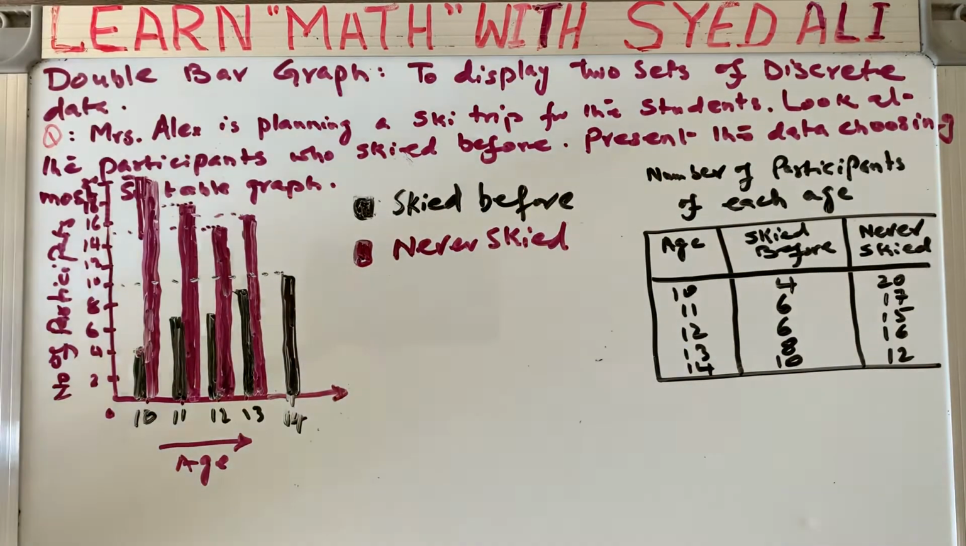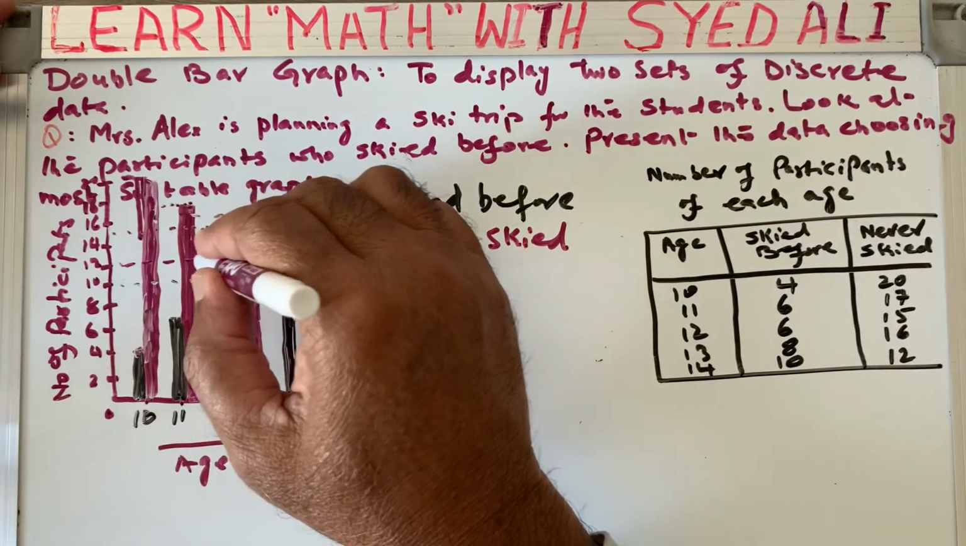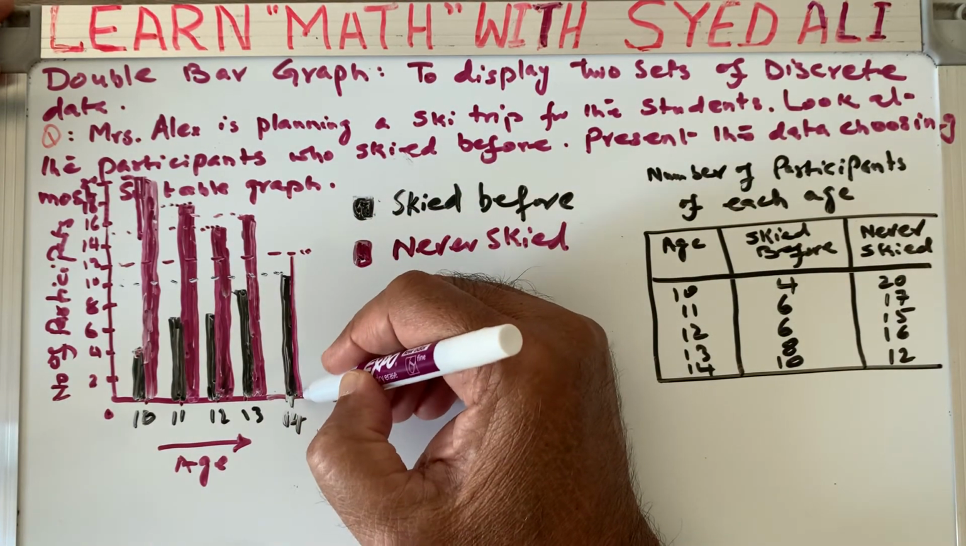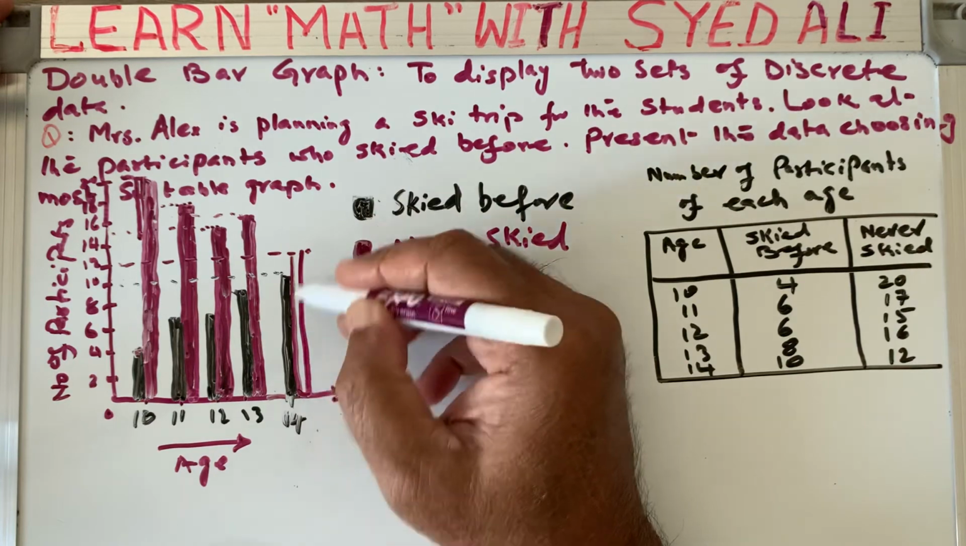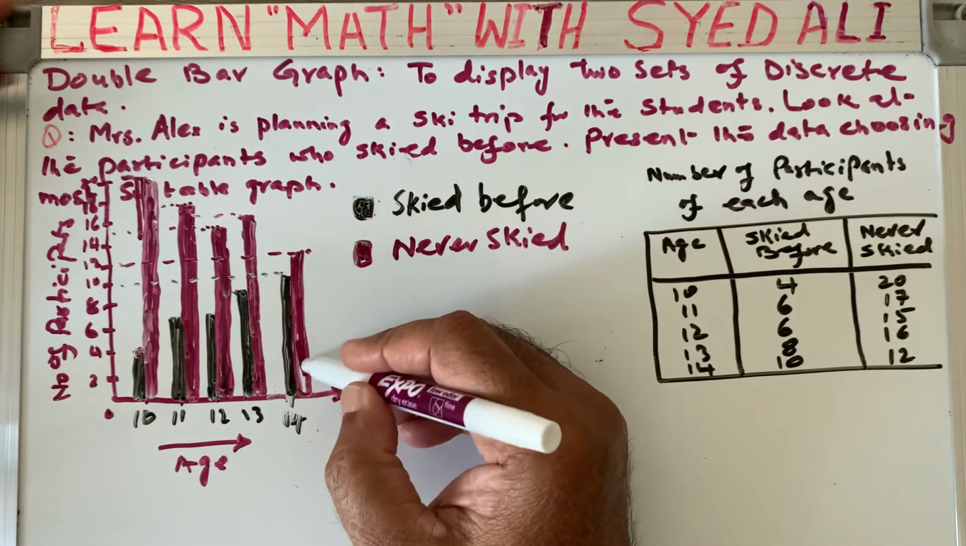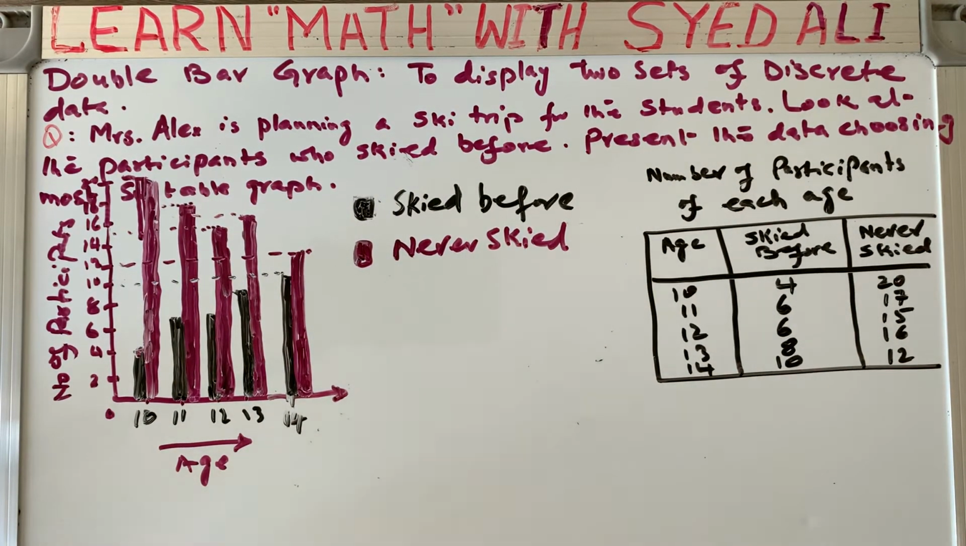So this is skied before. How many? 10. And how many never skied? 12. So 12 is here. So I have to take a straight line to show here the exact number of the students or the participants at the age of 14 who never skied. So this is how it is shown on the grid paper. It will be exact and accurate. You can use a ruler, right? So to draw sharp bars.